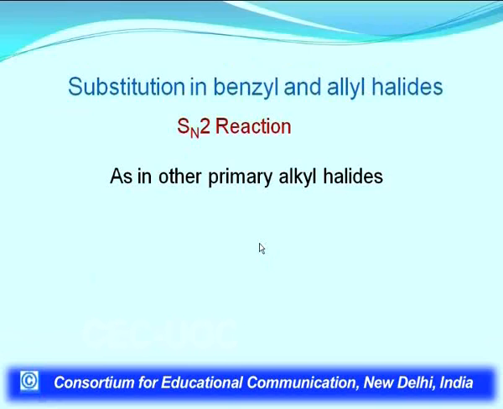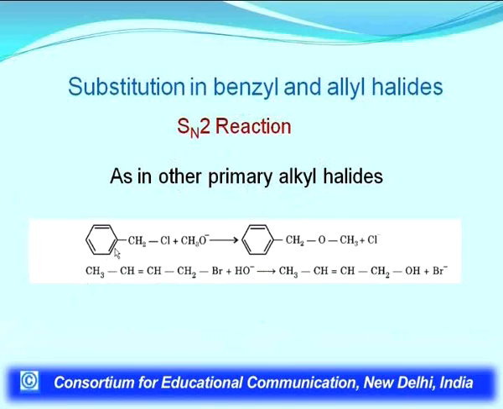Then there are some other types of halogen derivatives which are specially classified as benzyl and allyl. In benzyl and allyl halides, the reaction proceeds by the SN2 mechanism as in other primary alkyl halides. This is a benzyl halide, where the benzene ring, CH2 and then the halogen are there. And this is an allyl halide, where the carbon carrying the halogen and the next carbons, that is carbon number 2 and 3, have a double bond. They are called allylic halides, these are benzylic halides.